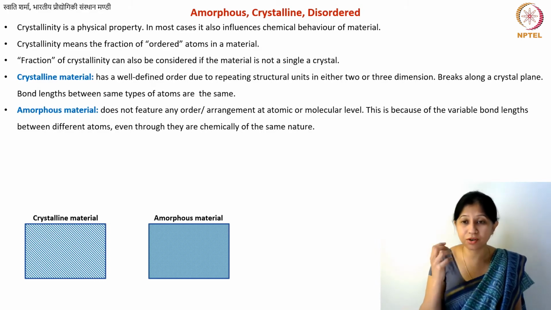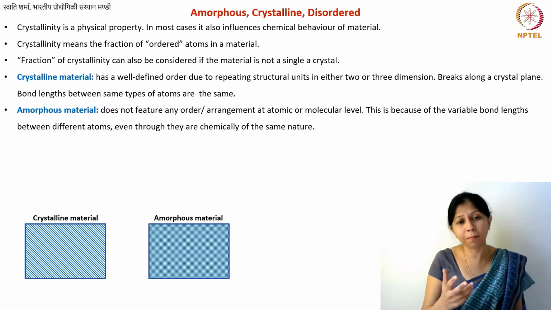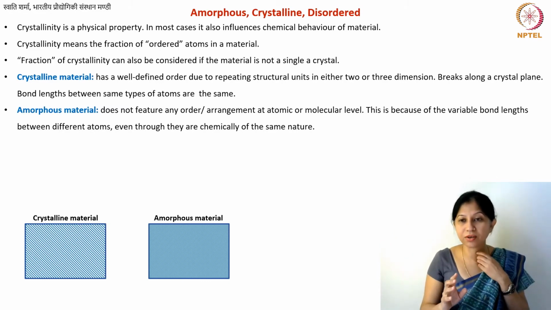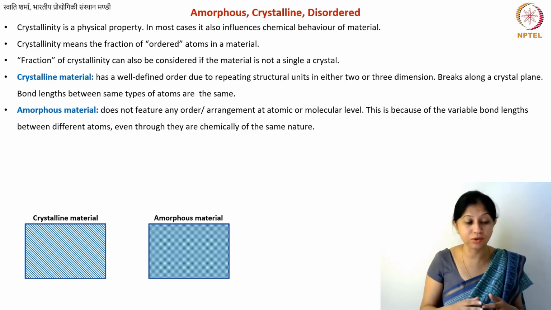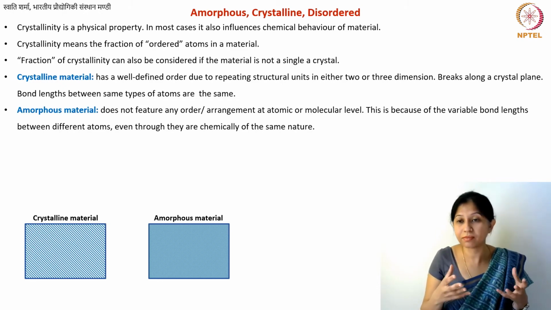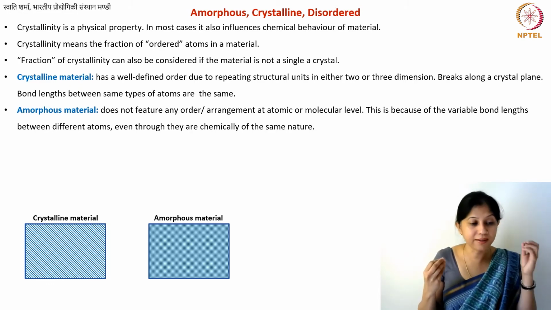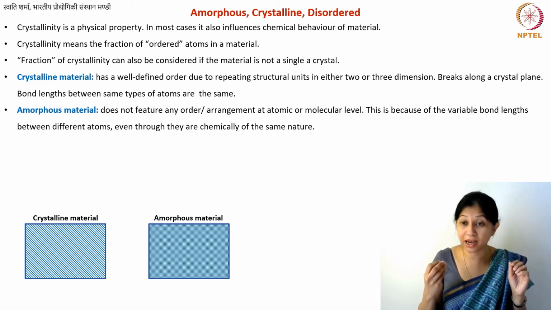So if you take a picture of an amorphous material, I don't know if it's very clear from here, but what you see is like a gray area. When you take pictures at this scale, you're using electron microscopy. So what you get is this kind of random picture where you cannot really differentiate. You cannot say this is where my atoms are and this is where they are not. So this is an amorphous material.